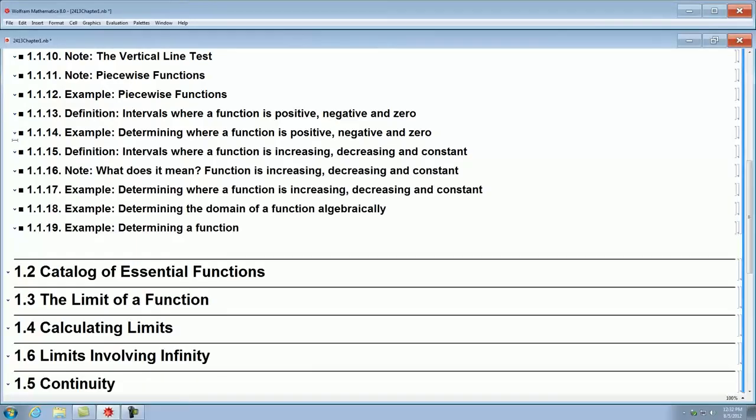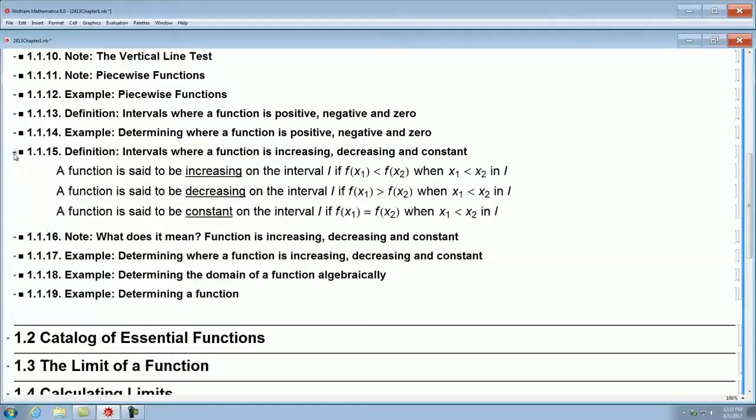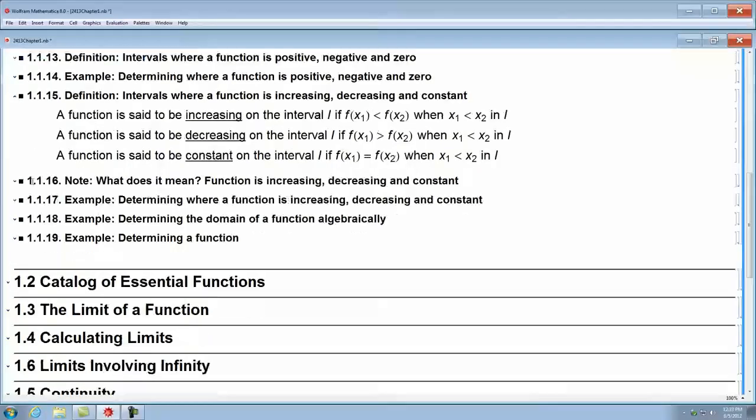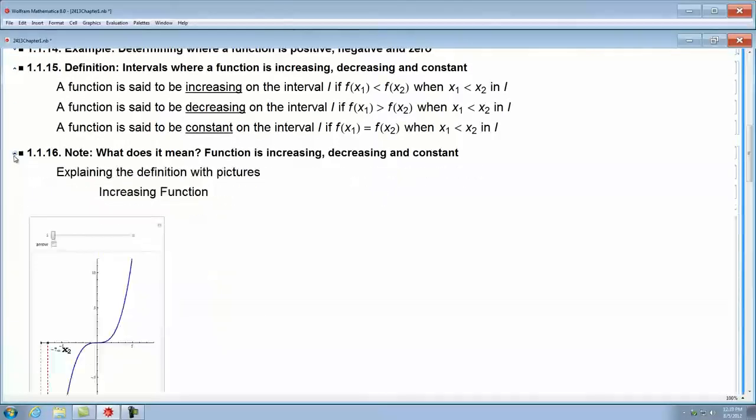All right, next definition, where a function is increasing, decreasing, and constant. So a function is said to be increasing on an interval if f of x sub 1 is less than f of x sub 2 whenever x1 is less than x2. All right, what the heck does that mean? And then decreasing means this, and then constant means this. So really, let's get to a picture. I think that we'll be able to figure this out. I'm going to leave that note up so we can refer back to it.